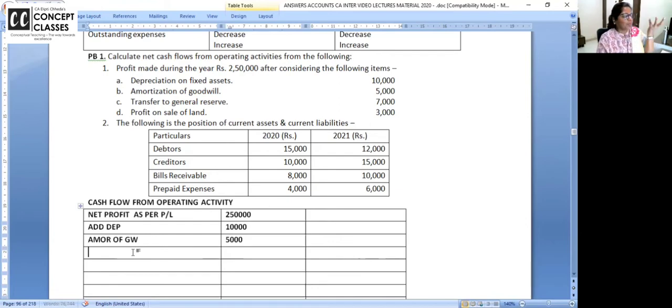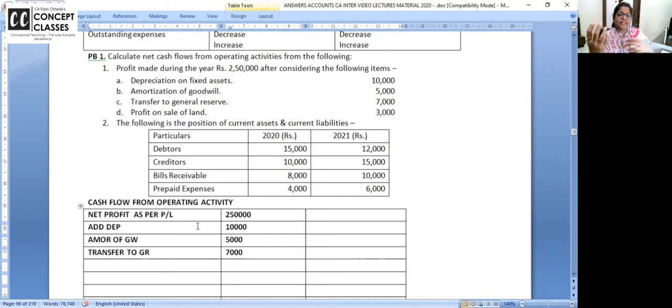I hope all of you know profit is 50. Transfer to reserve is 5. Now profit is 45. Transfer to reserve is taking out the profit from one pocket and putting it in another pocket. Both pockets are yours only. So transfer to reserves is not an expense, it's an appropriation. So add back. Am I clear? Transfer to general reserve, you have debited in P&L account, but it's not an expense. Your money is with you only. So what you should do? Add back 7,000. Now, in the P&L account, profit on sale of land is included, 3,000.